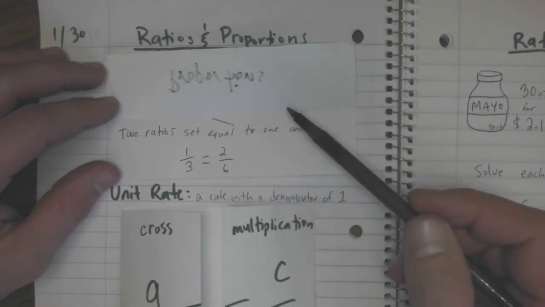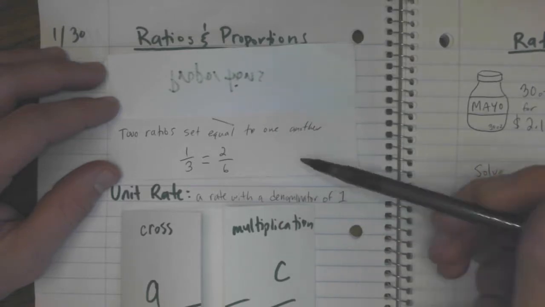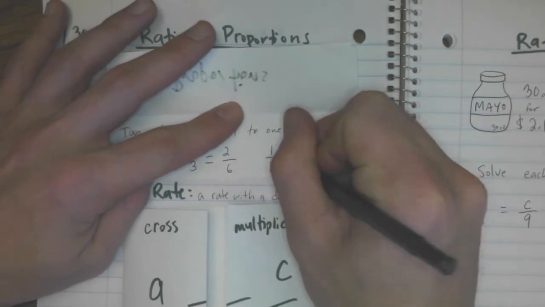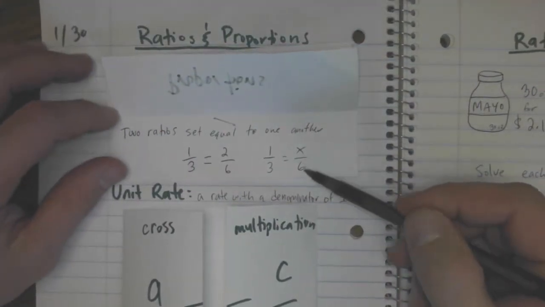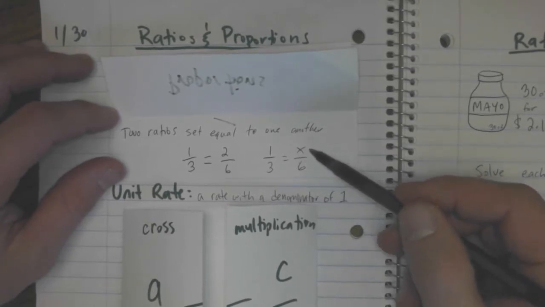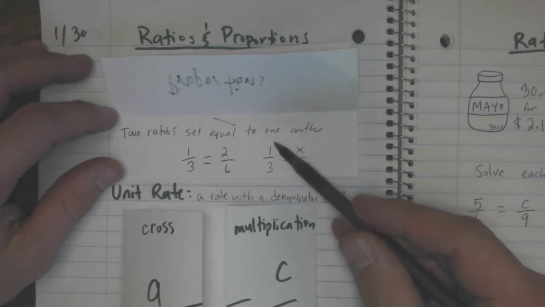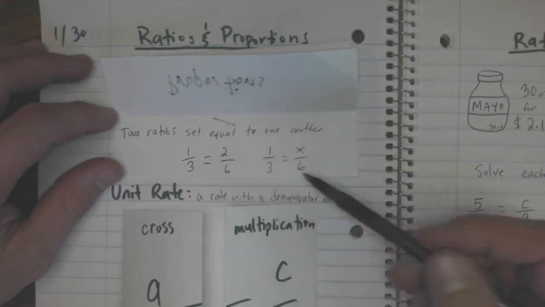But the proportion problems that we'll see actually have missing numbers. So it'll look something like 1/3 equals x over 6. So here you have to figure out what x equals. Many of you will see that since you have to multiply 3 times 2 to get 6, you also have to do the same thing to the numerator. 1 times 2 gets you that 2 that you're looking for.